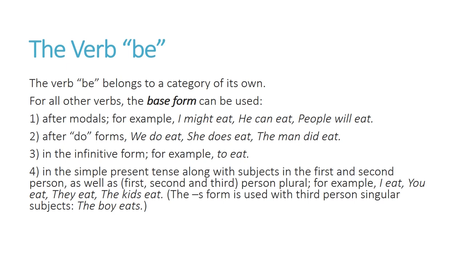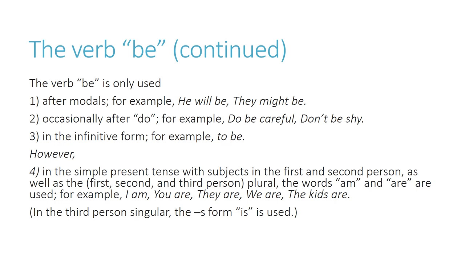However, the verb be is only used in these conditions. Number one, after modals. For example, he will be, they might be. Occasionally, it's used after do. For example, do be careful, don't be shy. And third, in the infinitive form, for example, to be. However, in the simple present tense, with subjects in the first and second person, as well as third person plural, the words am and are are used. For example, I am, you are, they are, the kids are. In the third person singular, the s form is used.